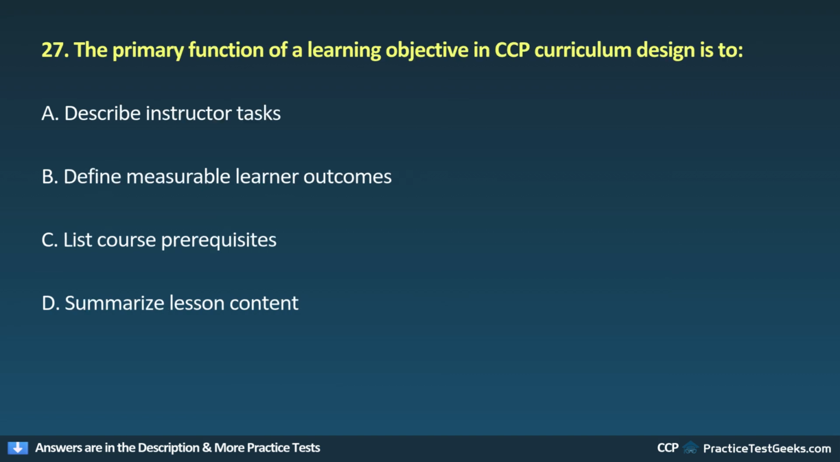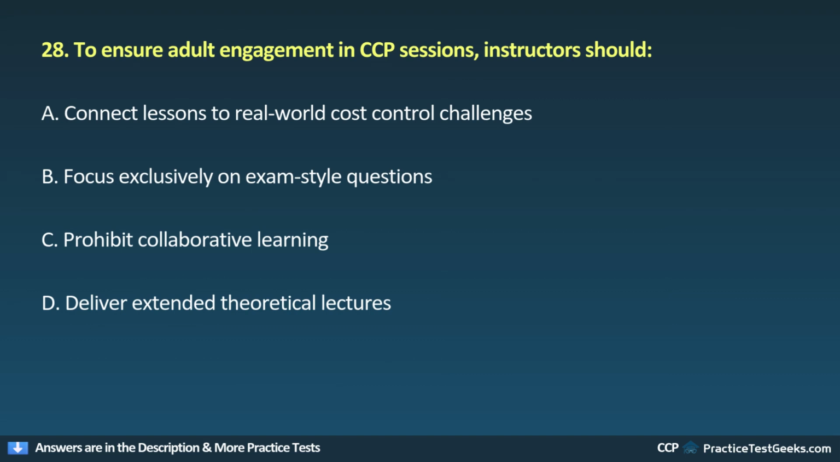27. The primary function of a learning objective in CCP curriculum design is to A. Describe instructor tasks. B. Define measurable learner outcomes. C. List course prerequisites. D. Summarize lesson content.